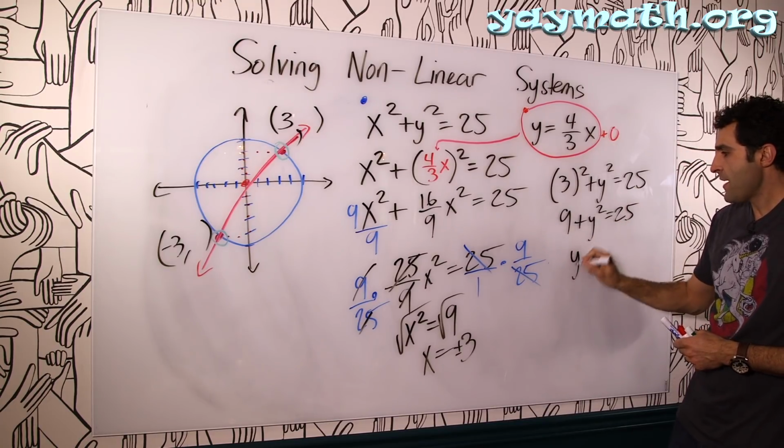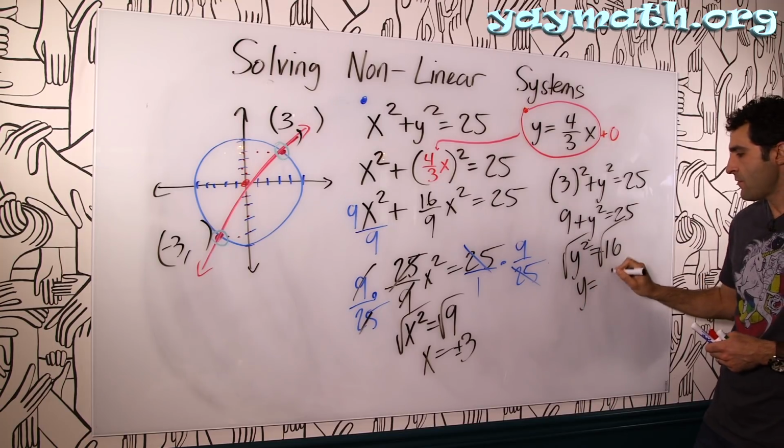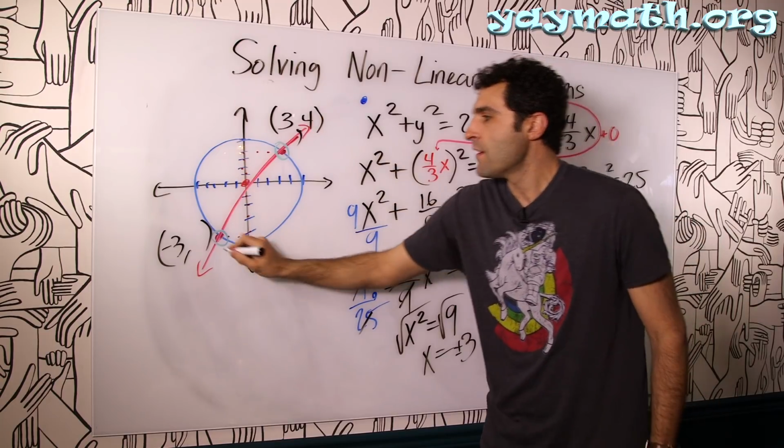Okay, subtract 9 on both sides. And we get 16, square root both sides, y equals 4 or negative 4. And lo and behold, there they are, 4, negative 4.